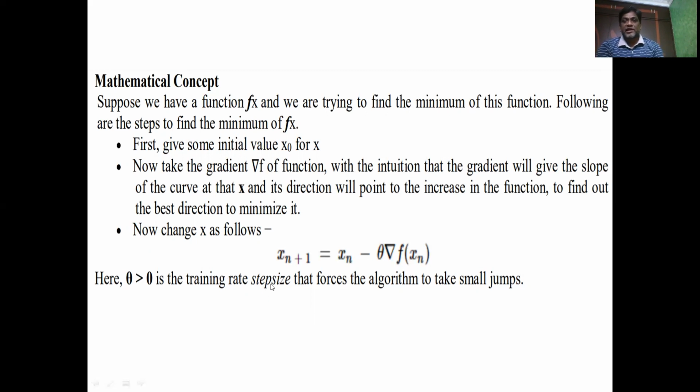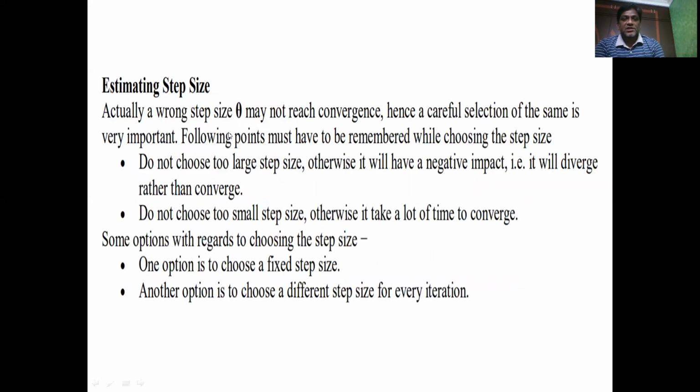If the step size is not properly defined, then gradient descent takes a large number of steps to move to the final solution. So estimating the step size is going to be the most important factor here. A wrong step size theta may not reach convergence. That means it may not converge at all; the final solution may not be reached. Therefore, careful selection of step size is very important. While choosing the step size, remember these two points. Do not choose too large a step size, or too small a step size. You need to pick a moderate step size in order to converge quickly.